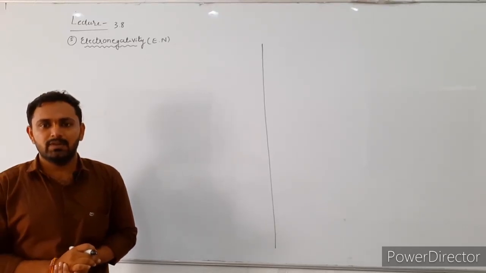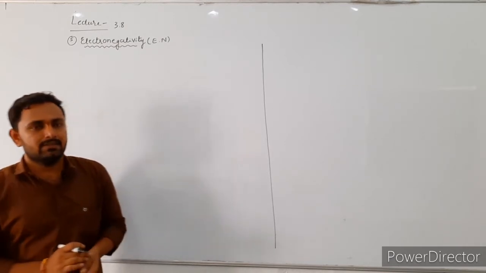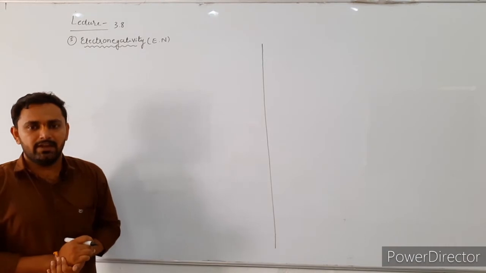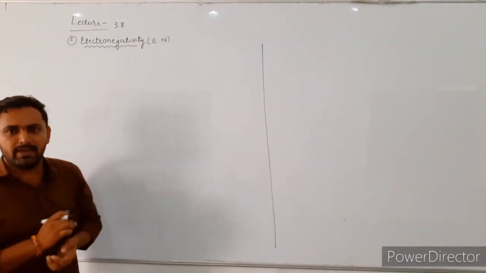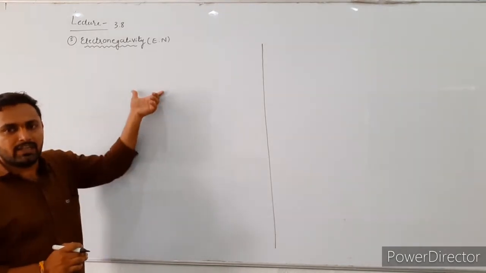I am Virpoksh BP. In today's class, we are going to discuss the fifth physical property, that is electronegativity. What is electronegativity? The tendency to attract shared pair electrons by an atom in a covalent molecule is called electronegativity.